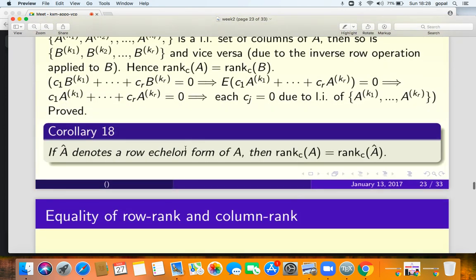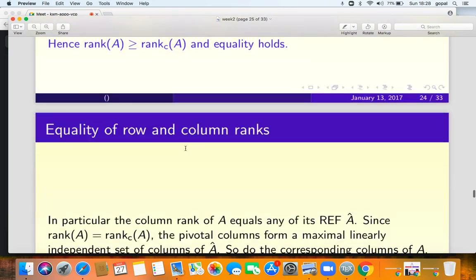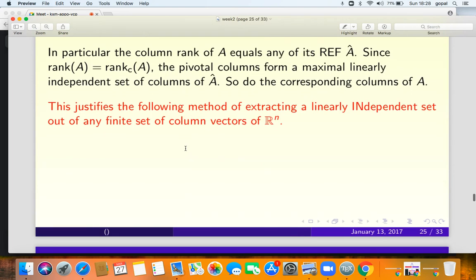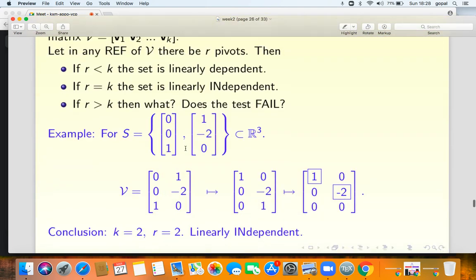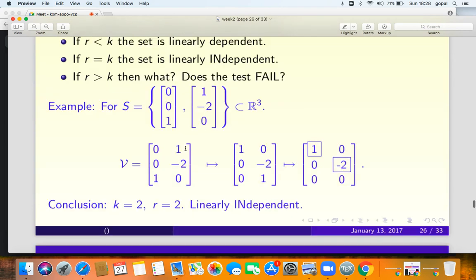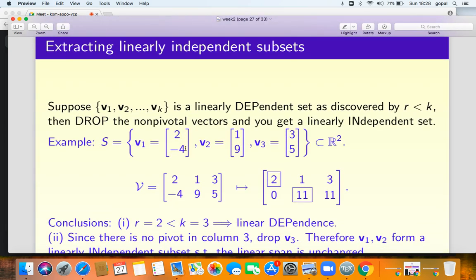So these are proofs of these theorems. We already discussed these proofs, and the equality of row rank and column rank I already discussed. And there are some more examples on row echelon forms and extracting linearly independent subsets.